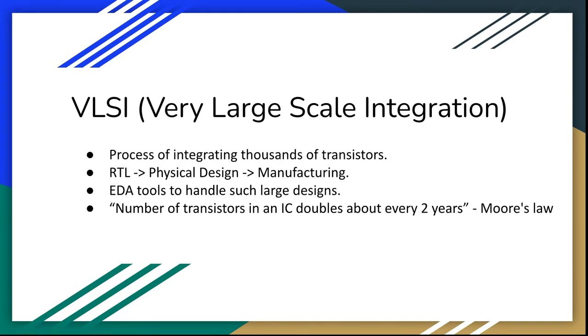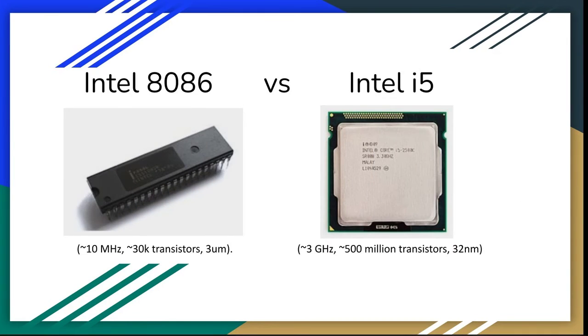Let's try and understand this with an example. On the left, we have Intel 8086 IC, widely popular in the 1970s. On the right, we have Intel i5, a common processor in modern laptops. Comparing these two, we'll observe that transistor count increased from about 30k in 8086 to 500 million in an i5. This is an increase of more than 1,000,000%. Clock speed has increased from few megahertz to gigahertz, which is more than 100 times increase.